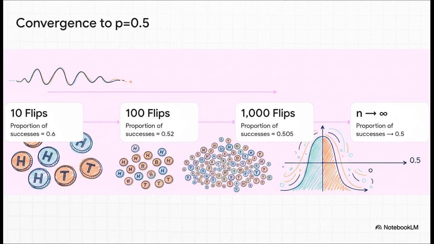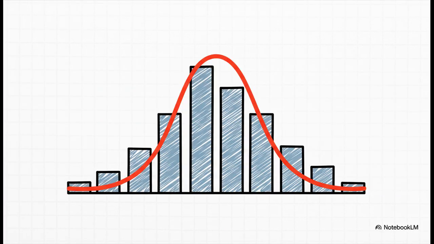You can almost see it happening. After just 10 flips, who knows, the proportion might be way off. But after 100, it starts getting closer. 1,000, even closer. And as you head towards an infinite number of trials, that observed average just locks on to the true underlying probability, p. But it gets even better. Not only does the average zero in on the right number, but the way it bounces around that average, the errors, the natural fluctuations, they follow a beautiful, predictable pattern. And you've definitely seen it before. It's the classic bell curve, the normal distribution.